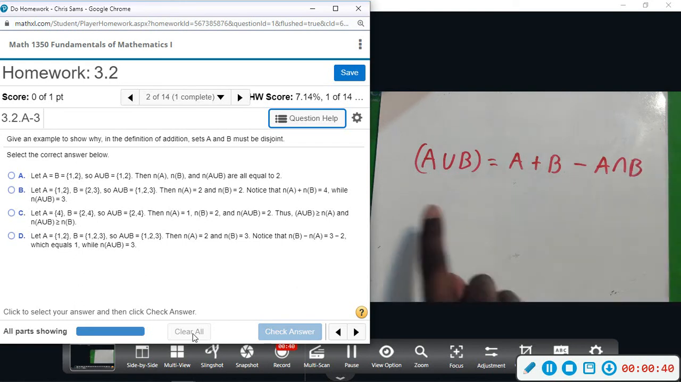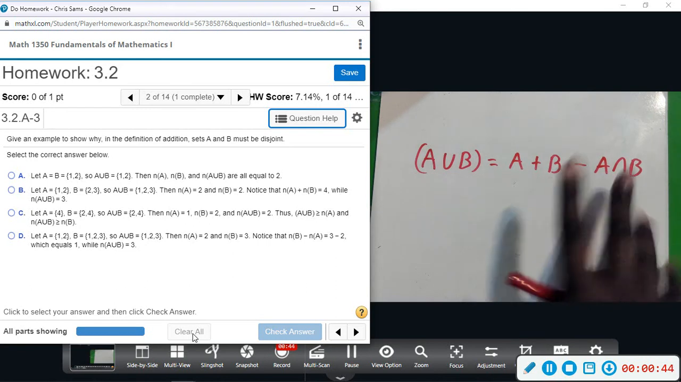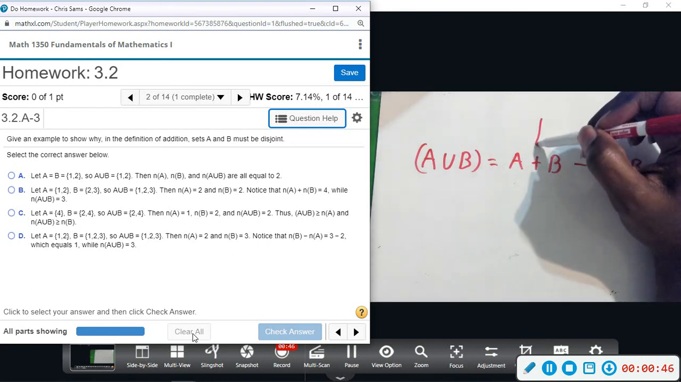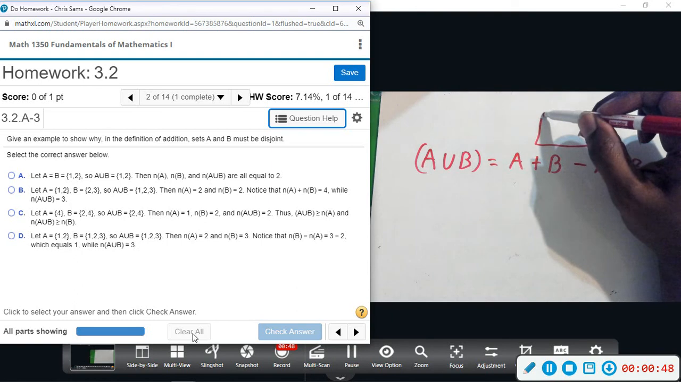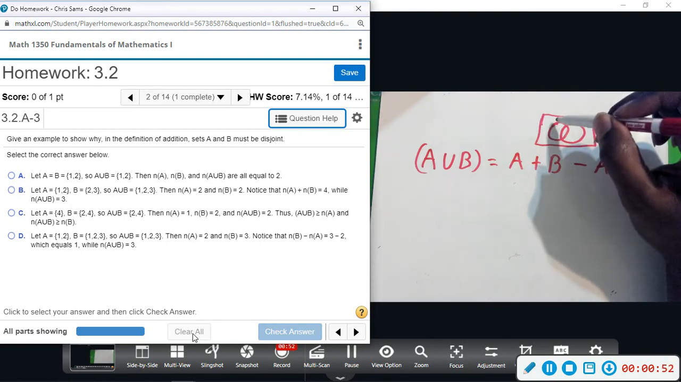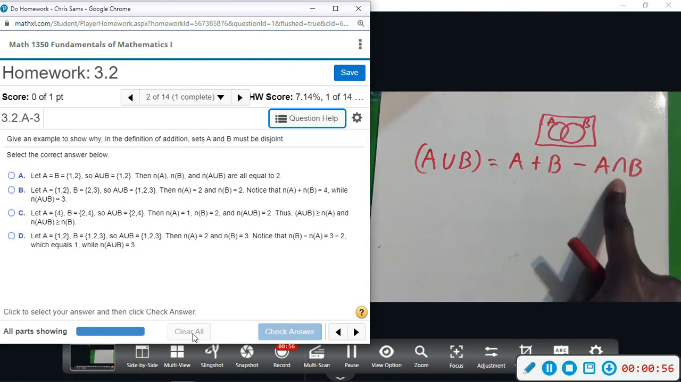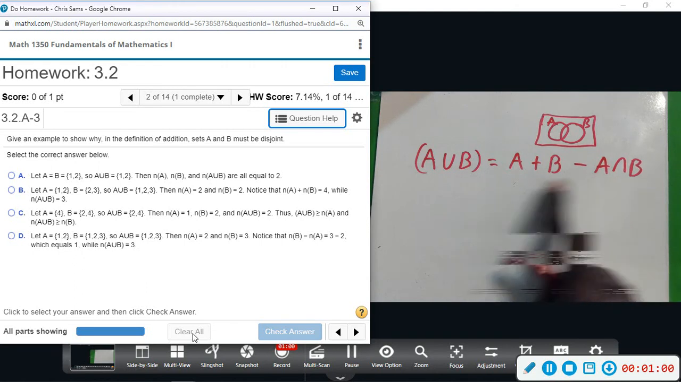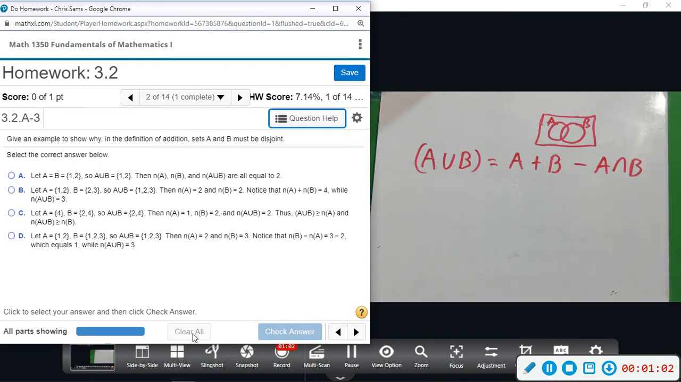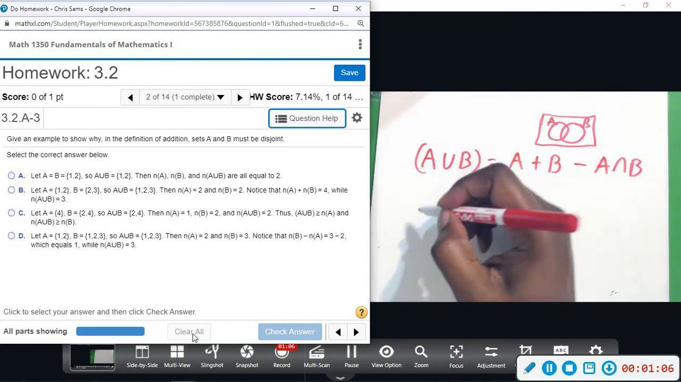Okay, so usually this comes from when they're overlapping. Some elements are counted twice, so we have to subtract them. The only way that just A plus B is going to equal A union B is if this is the case.